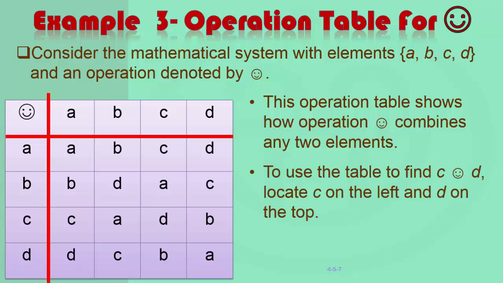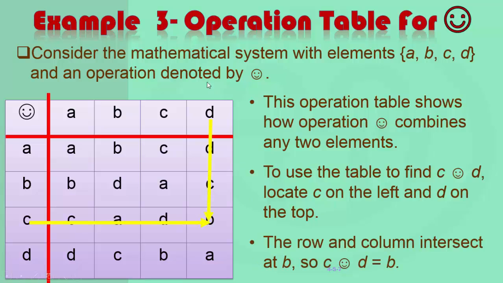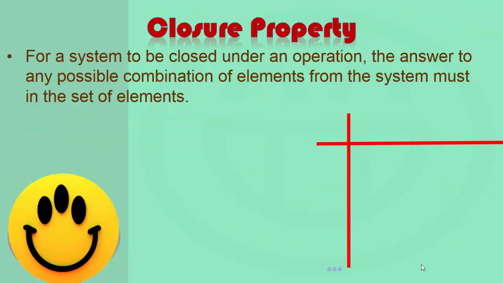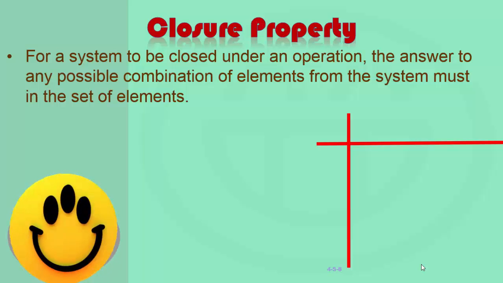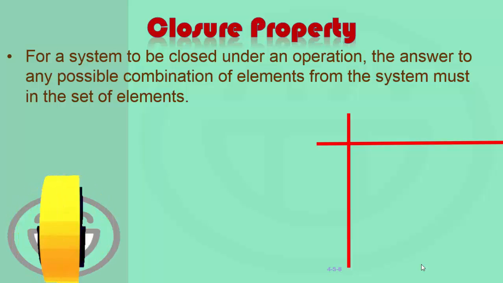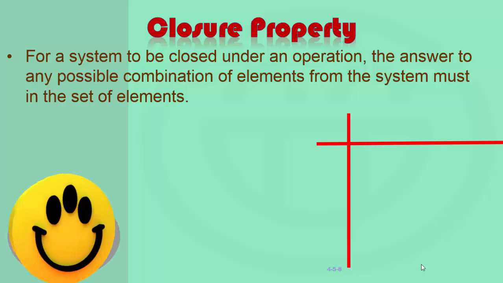To use the table to find C smiley face D, we locate C on the left-hand side and D on the top. The row and column intersect, as you can see by the yellow arrows, at B. So therefore, C smiley face D is equal to B. We want to define certain properties on this table, the first of which is called the closure property. For a system to be closed under an operation, the answer to any possible combination of elements from the system must be in the set of elements.